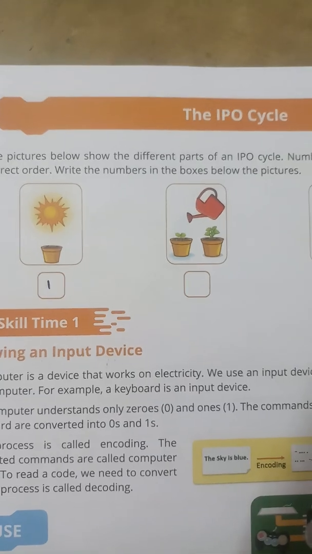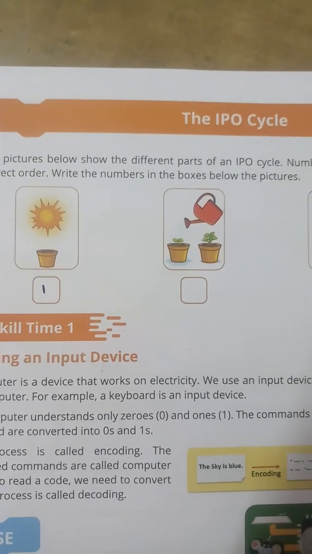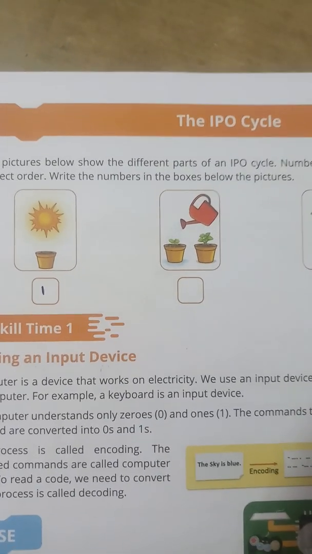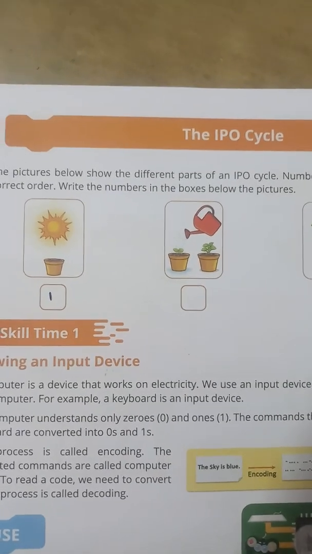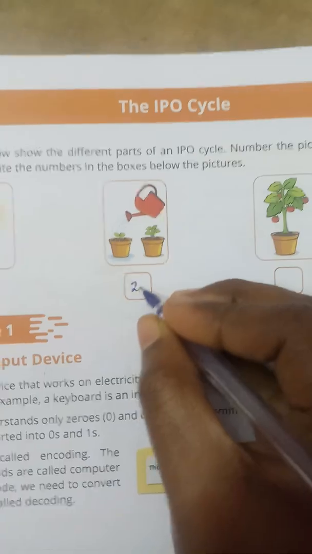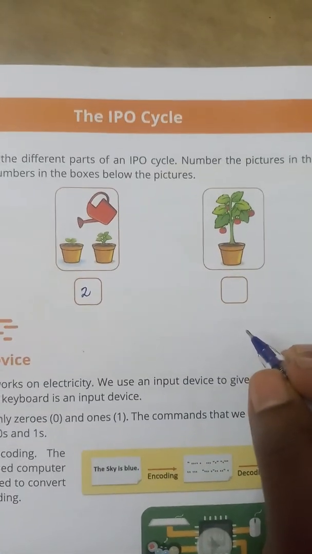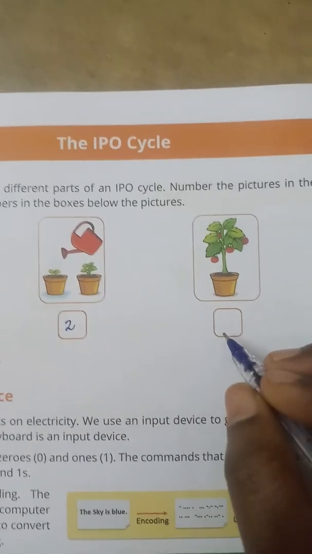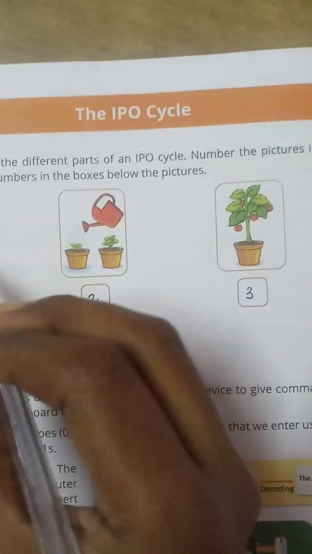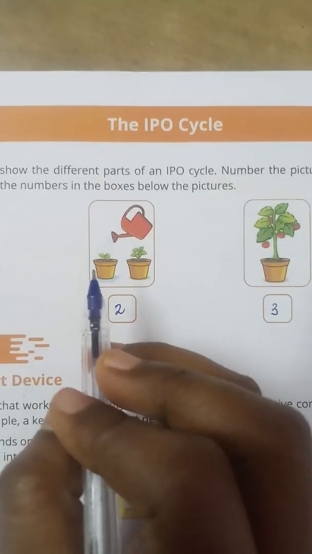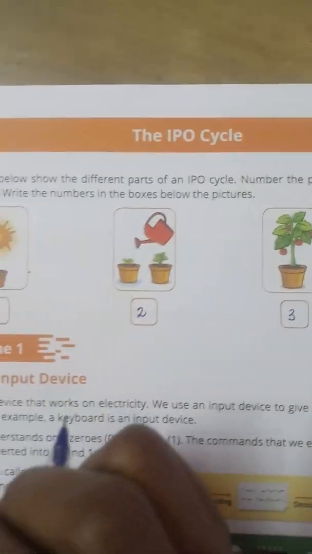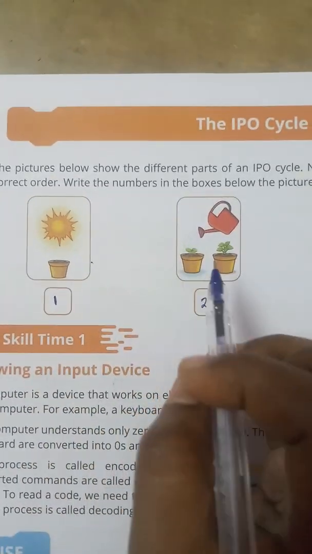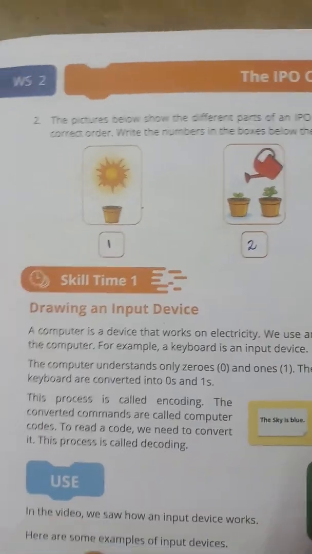And then we need to water the plant. First, we need sunlight, and then we need to water the plant. And at last, we get fruits and flowers like this from that plant. Here, this is the input, this is the process, and this is the output. Input, process, output.